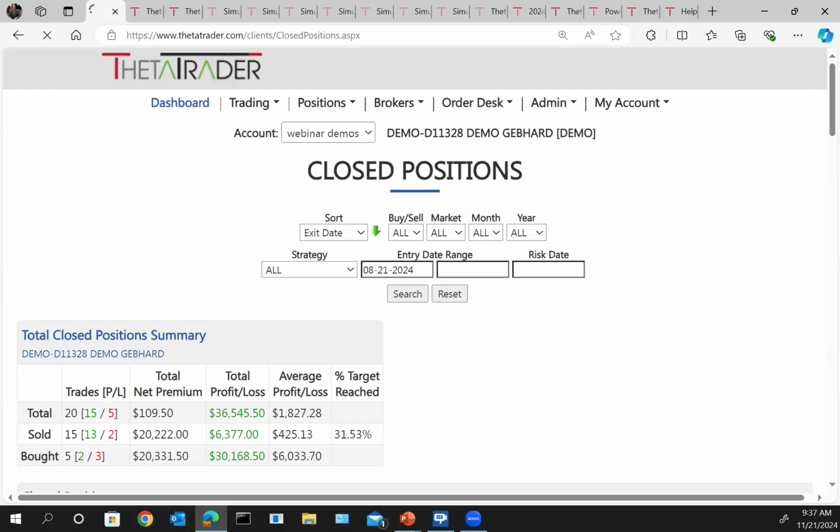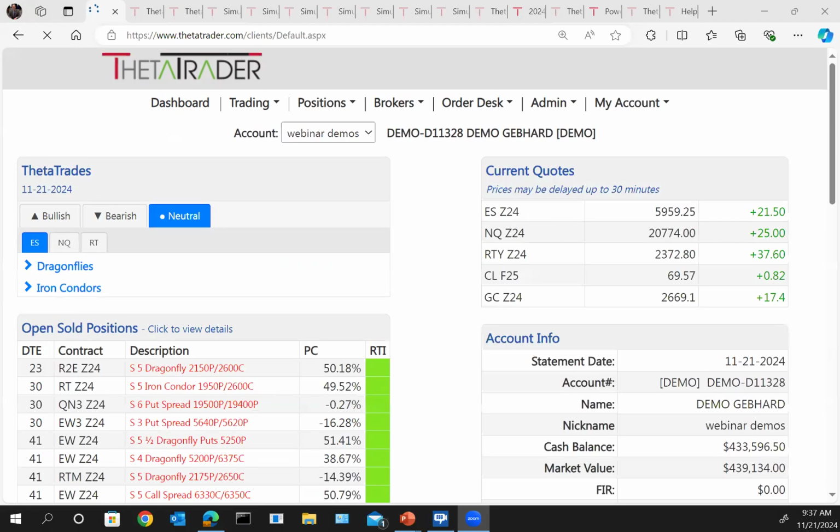When you look at Theta Trader on the dashboard, and let me show you probably what might be the best feature of all. It's really more of the trade alert that I just showed you. Okay, I'm going to go back to the presentation.